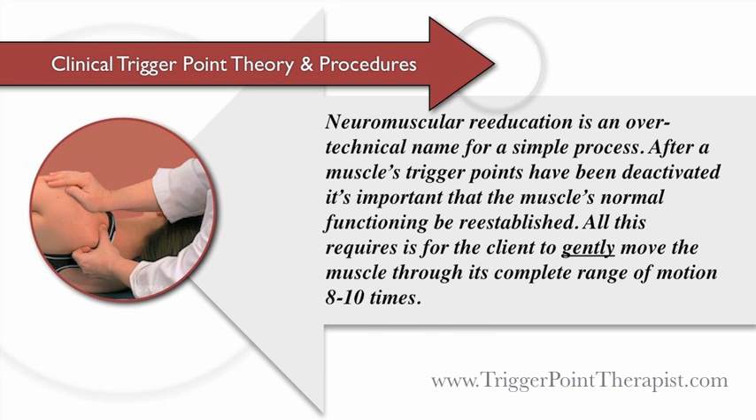Neuromuscular re-education is an over-technical name for a simple process. After a muscle's trigger points have been deactivated, it's important that the muscle's normal functioning be reestablished. All this requires is for the client to gently move the muscle through its complete range of motion 8 to 10 times.